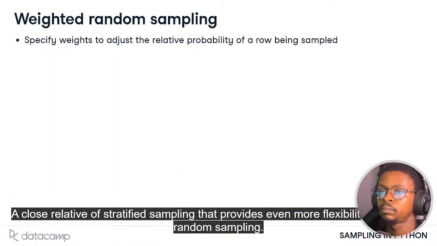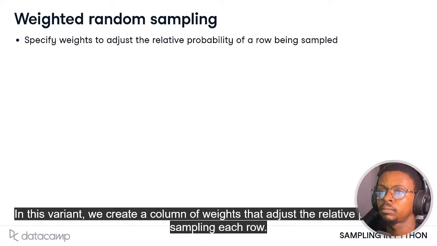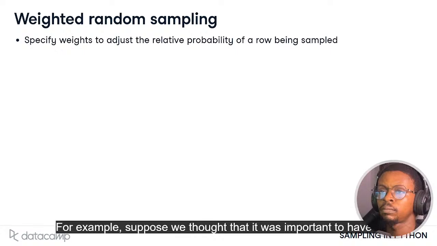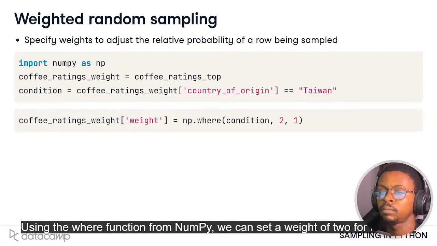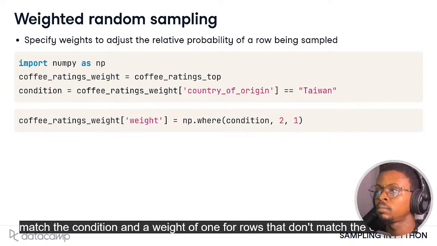A close relative of stratified sampling that provides even more flexibility is weighted random sampling. In this variant, we create a column of weights that adjust the relative probability of sampling each row. For example, suppose we thought that it was important to have a higher proportion of Taiwanese coffees in the sample than in the population. We create a condition, in this case, rows where the country of origin is Taiwan. Using the where function from NumPy, we can set a weight of 2 for rows that match the condition and a weight of 1 for rows that don't match the condition.